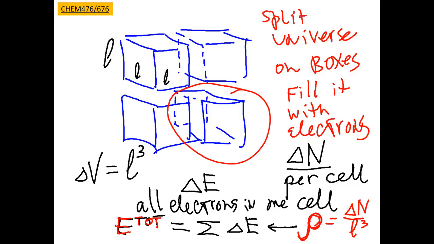And here we introduce Fermi energy, which is similar to the energy of the highest occupied orbital, or halfway between the highest occupied and the highest unoccupied.